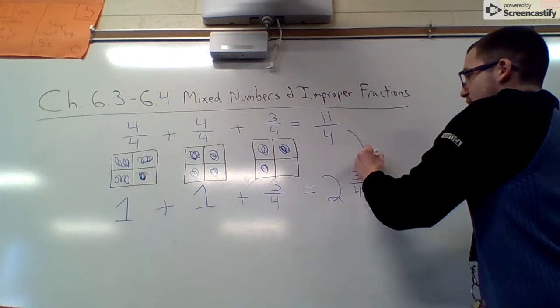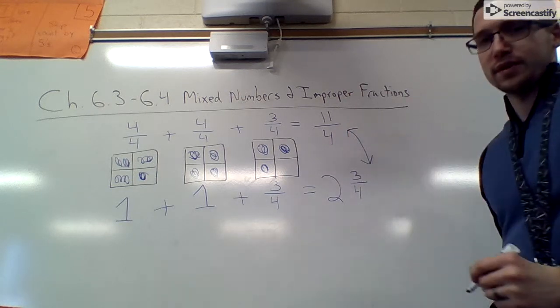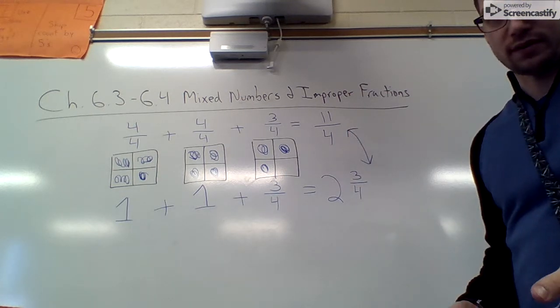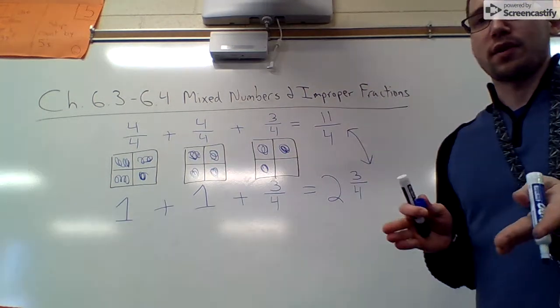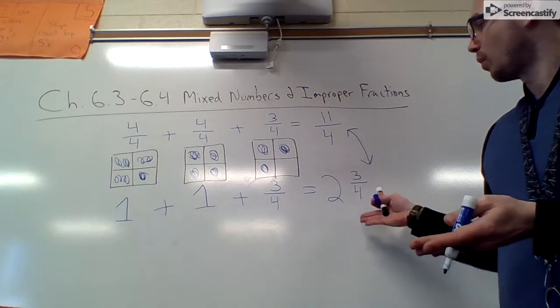11/4 is an improper fraction, and 2 and 3/4 is a mixed number. They are equivalent to each other. So no matter how you want to view this picture, you can either view it through the lens of calling it by its improper name or its mixed number name.